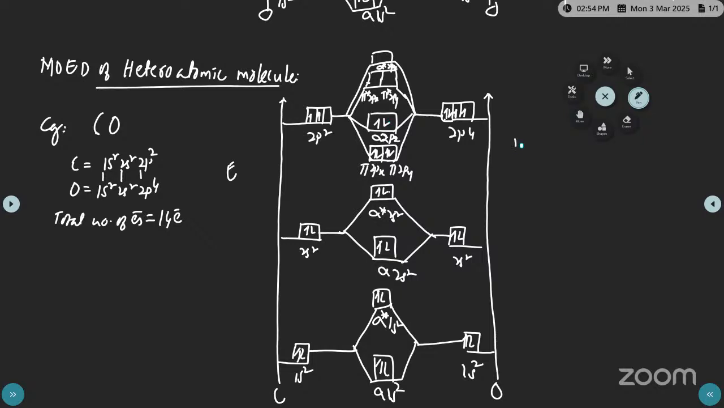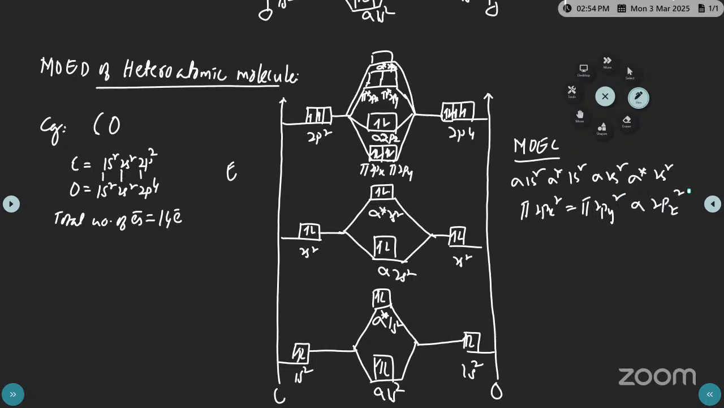The molecular orbital electronic configuration is sigma 1s2, sigma star 1s2, sigma 2s2, sigma star 2s2, then pi 2px2 equal to pi 2py2, and sigma 2pz2. This is the molecular electronic configuration of carbon monoxide.